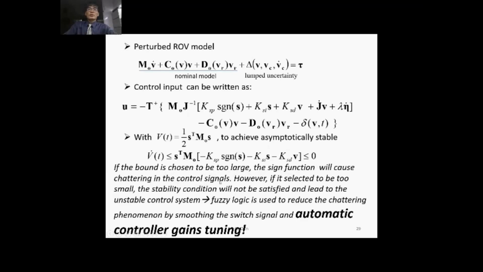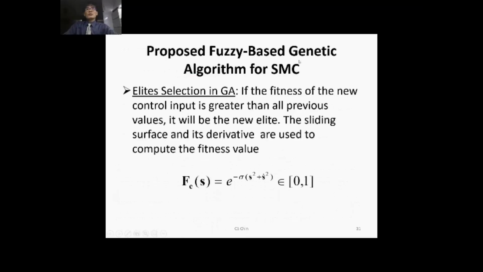in the control signals due to the sliding mode controller. However, if we select it to be too small, the stability condition will not be satisfied. So this leads to an unstable control system. So the fuzzy logic is used to reduce the chattering phenomenon by smoothing the switching signal and automatic controller gain tuning. So for the proposed fuzzy-based genetic algorithm for SMC, there is the elite selection in GA. If the fitness of the new control input is greater than all the previous values, it will be the new elite. The sliding surface and its derivative are used to compute the fitness function.